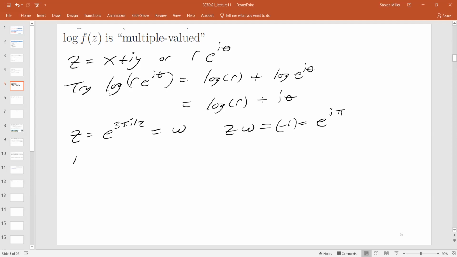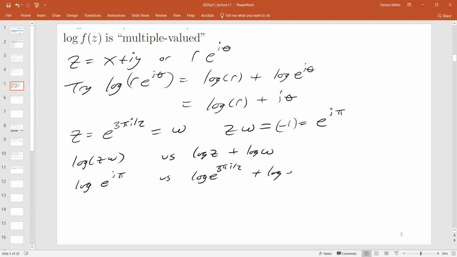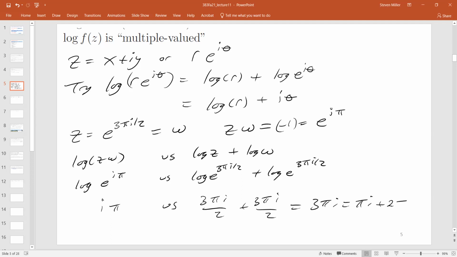So if I try to take the log of zw versus the log of z plus the log of w, I would get the log of e to the i pi versus the log of e to the 3 pi i over 2 plus the log of e to the 3 pi i over 2. So I get i pi versus 3 pi i over 2 plus 3 pi i over 2 equals 3 pi i, which equals pi i plus 2 pi i. So we see that there are some issues.